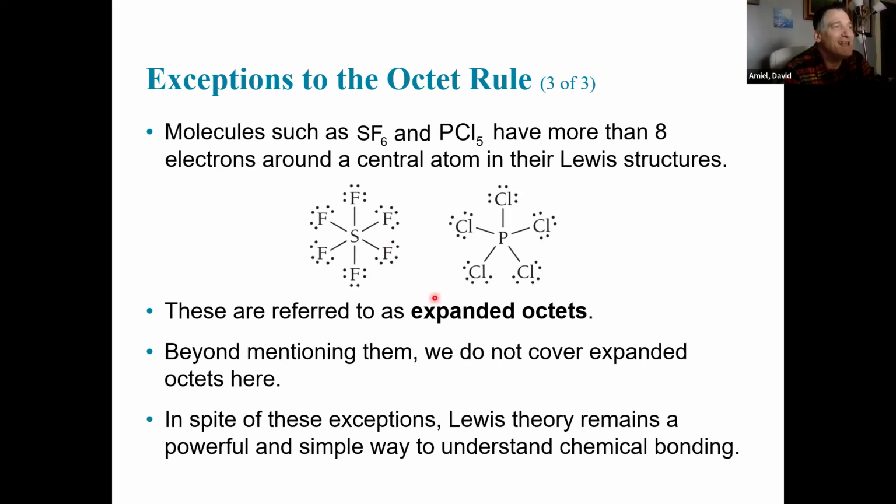Here's another exception, an expanded octet. We saw boron with a hexet, and look at sulfur. Sulfur has 2, 4, 6, 8, 10, 12 around it. 12. An expanded octet. Phosphorus, 2, 4, 6, 8, 10 around it. Sulfur and phosphorus are also exceptions to Lewis theory.